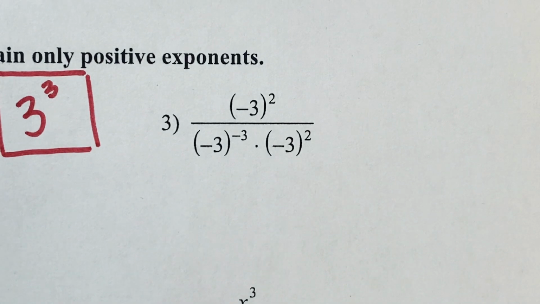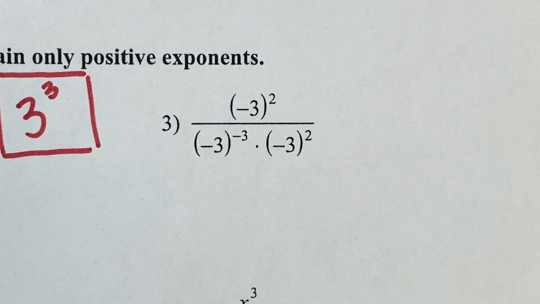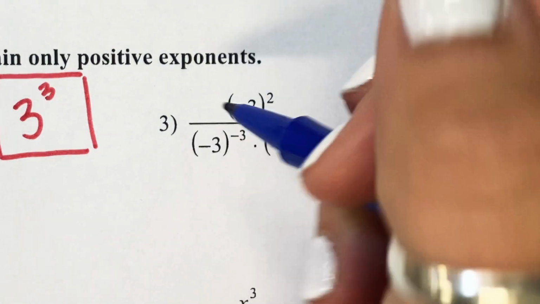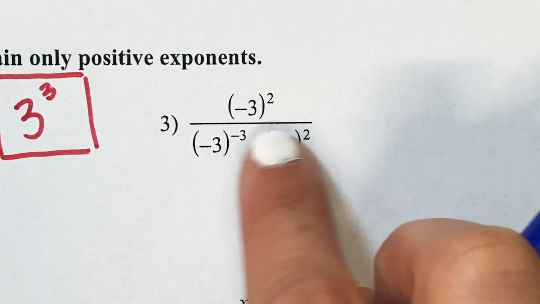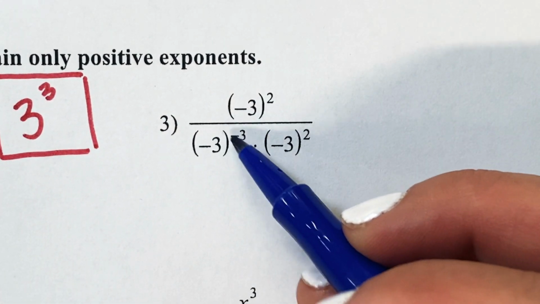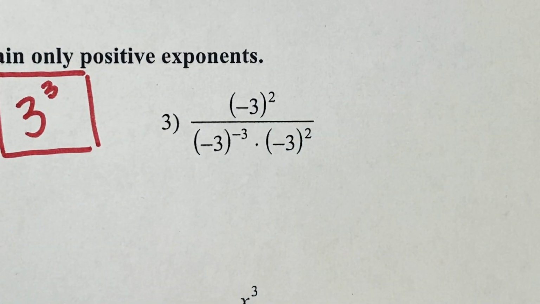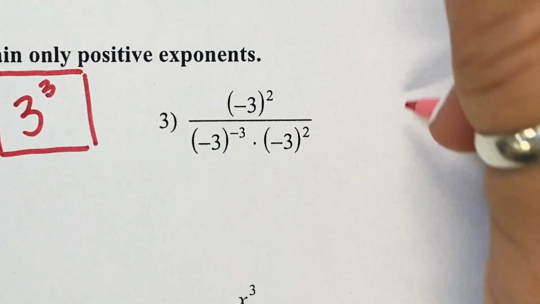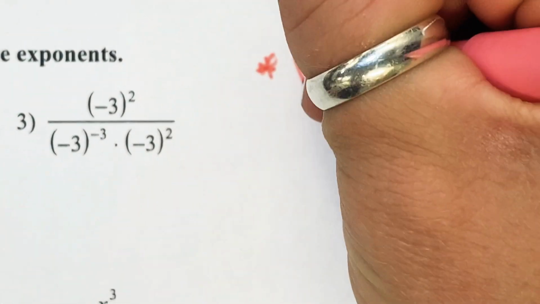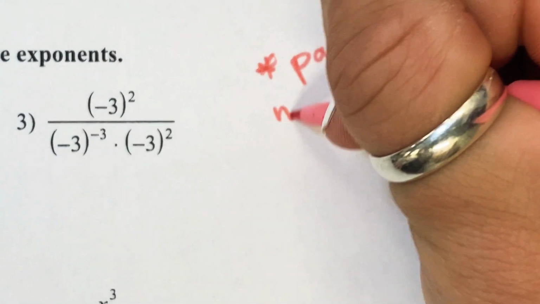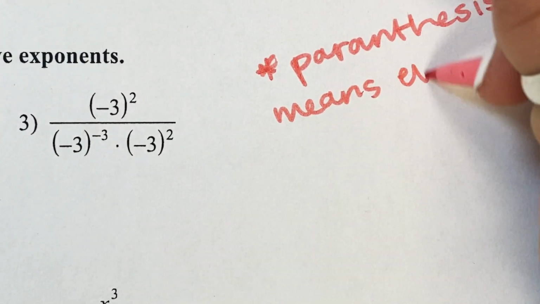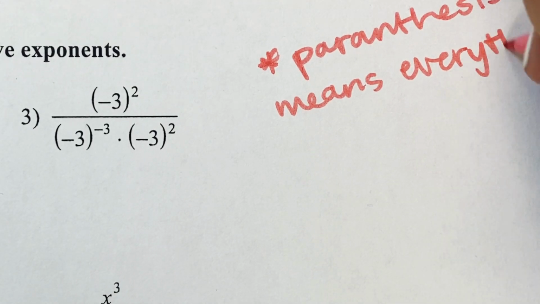Okay, let's look at number 3. The first thing we want to do is find our negative exponents. I see one negative exponent here. Number 3 is trying to kind of confuse you guys a little bit. These parentheses are something that we should note. In fact, I'm going to make a note on my paper. Let's write a little note on the side. Parentheses means everything inside.